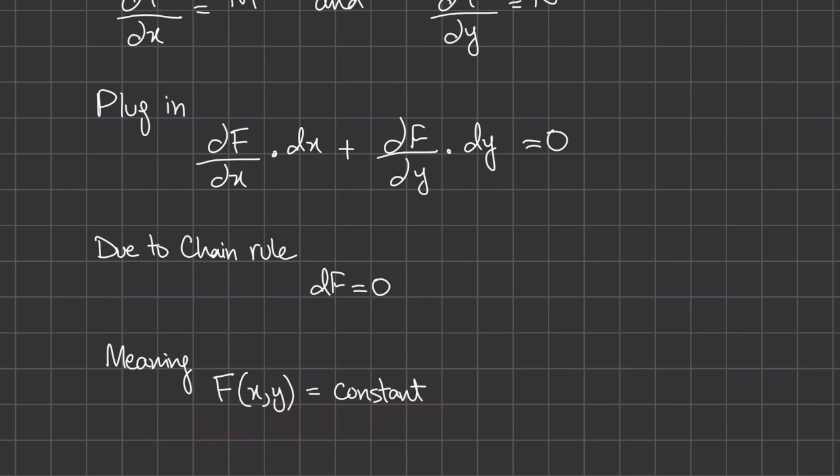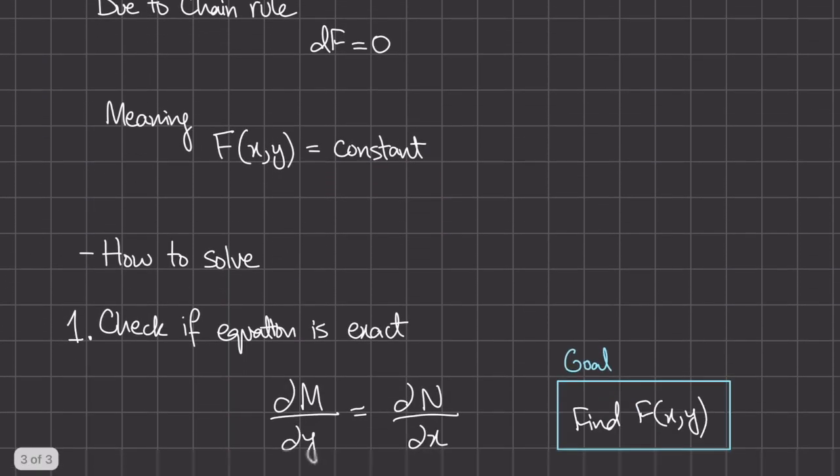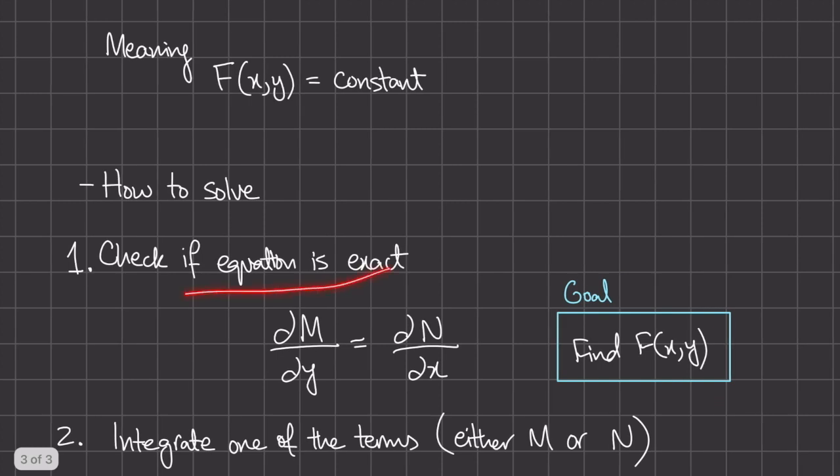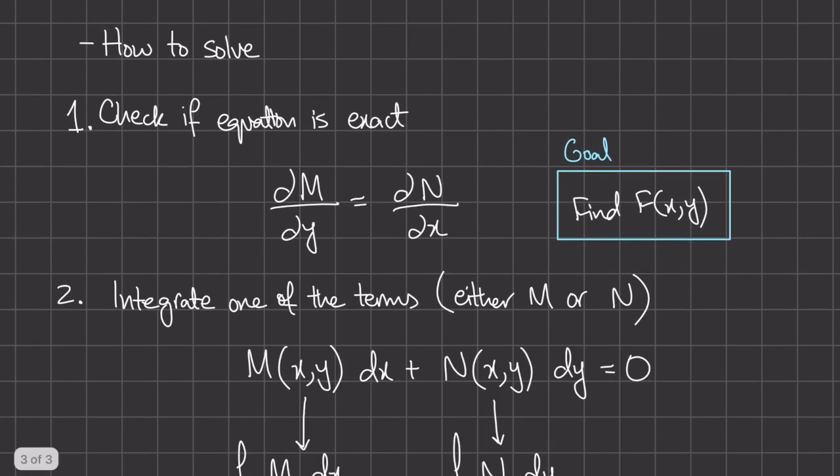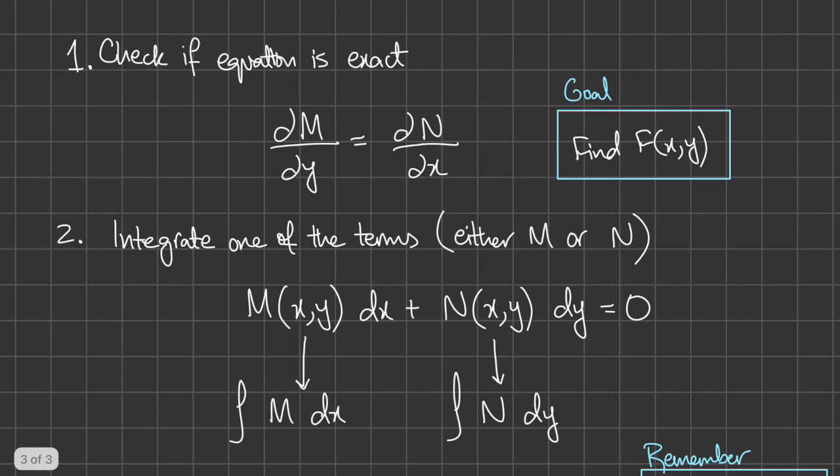Now to solve this, first we check if the equation is exact. If the partial derivative of M with respect to y is equal to the partial derivative of N with respect to x, then the equation is exact. Now we need to find the function f. We can do this by integrating one of our terms. Let's say we integrate M.